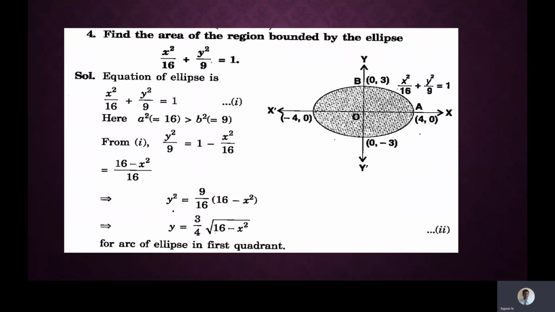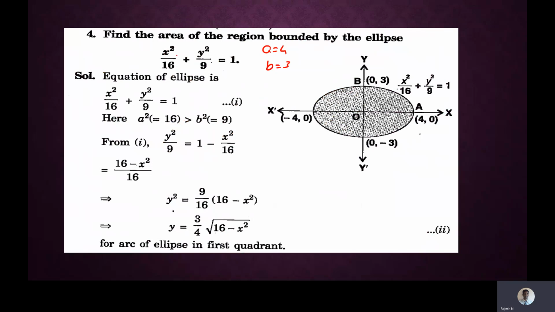Find the area of the region bounded by the ellipse x squared by 16 plus y squared by 9 is equal to 1. So you know from that you have to find out y. This is an ellipse with the major axis, what? X squared by 16 means a squared is 16, so a is equal to 4, b is equal to 3. So major axis 2a, that means 2 into 4, 8, and minor axis 2 into 3, 6. So a squared is equal to 16, b squared is equal to 9.